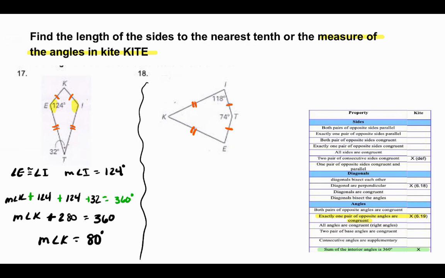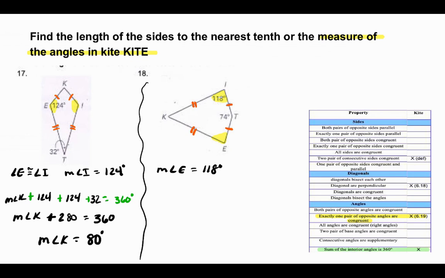So our congruent angles are at the intersection of the non-congruent sides. If you happen to be missing both of them, simply use the same variable. But since I know one, the other one is the same. So my measure of angle E is going to be 118 degrees.